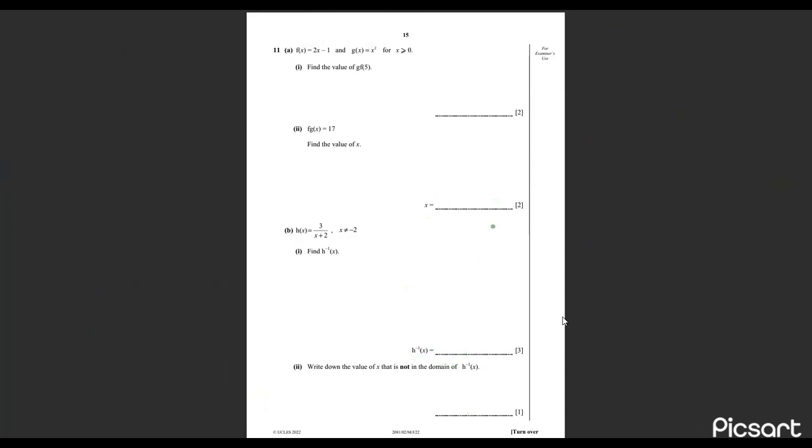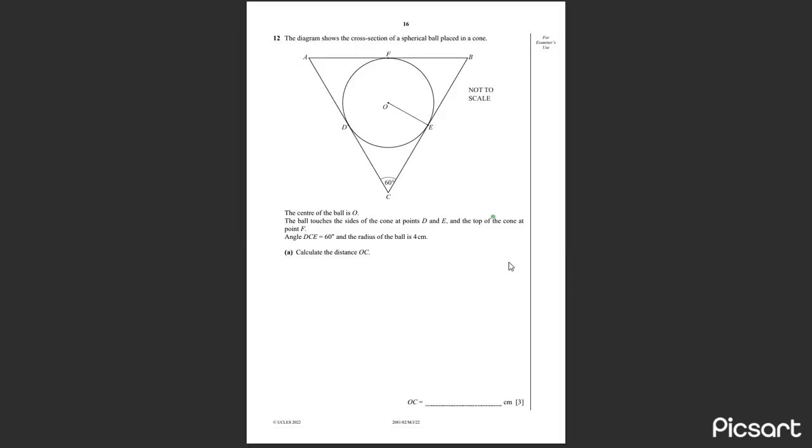Yeah, question number 12. Wow, amazing question. The diagram here shows the cross section of a spherical ball placed in a cone. You know the party hat? It is inside the ball. This is the question. Okay, let's do this. So that is the party hat.